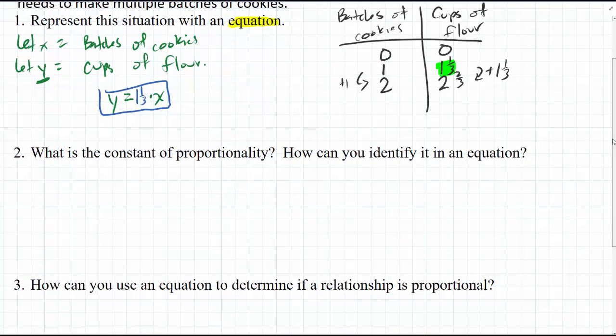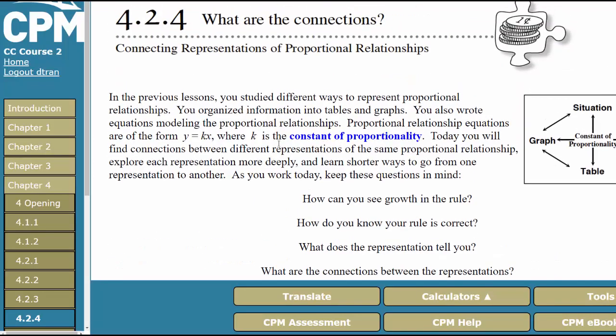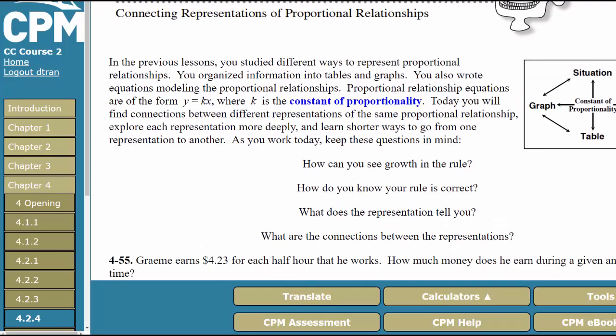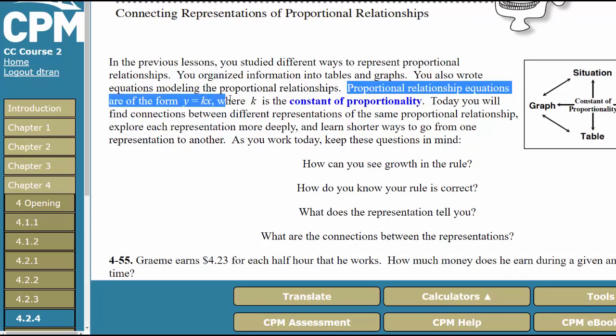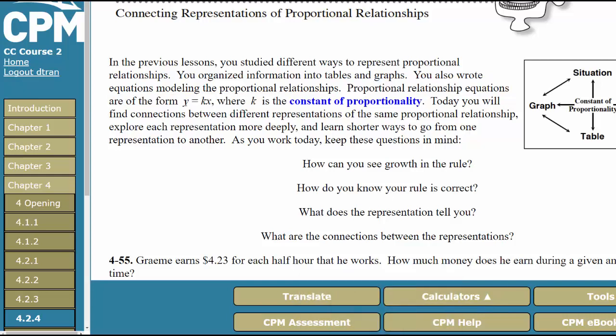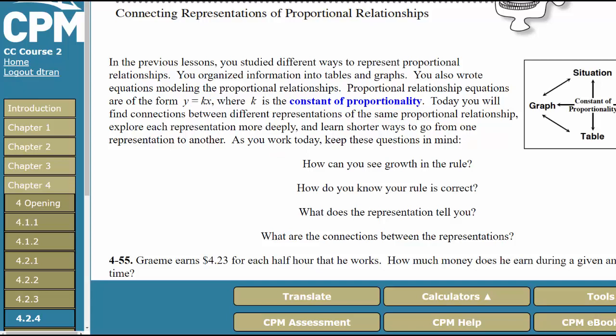Now we have to figure out what the constant of proportionality is, and that's the new vocabulary word that you had to identify. Let me flip to the textbook really quickly. If you notice right here, proportional relationship equations are of the form y equals kx, where k is the constant of proportionality. When we read the introduction in class, I told you to ignore it because it really doesn't make sense to you at this point. I told you to just consider unit rates, but we're going to use this equation, y equals kx, to answer this next question. So I'm just going to copy that over really quickly.